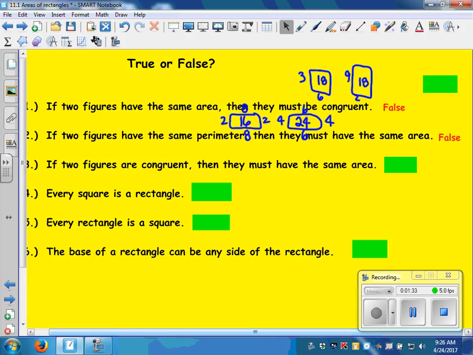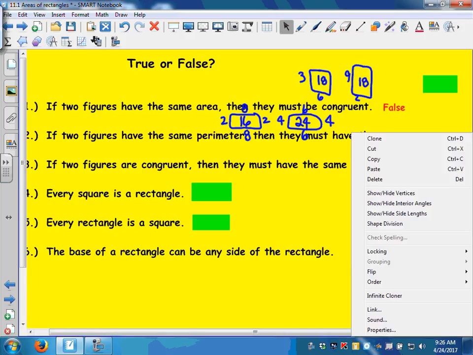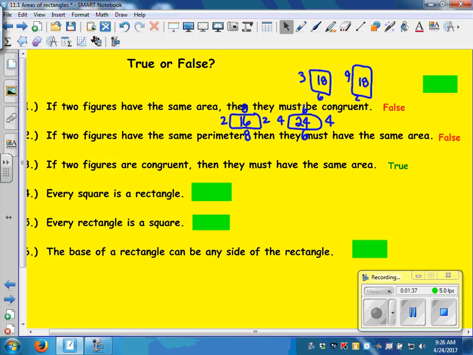Number three, if two figures are congruent, they must have the same area. That is true, because if they're congruent, they have corresponding congruent sides, and you can calculate the areas in a four-sided figure to just length times width for a rectangle or a square. So is every square a rectangle? We know that's true from our quadrilateral units. Is every rectangle a square? No. We also know that from our quadrilateral unit.